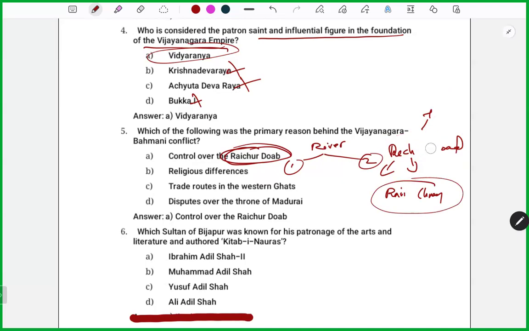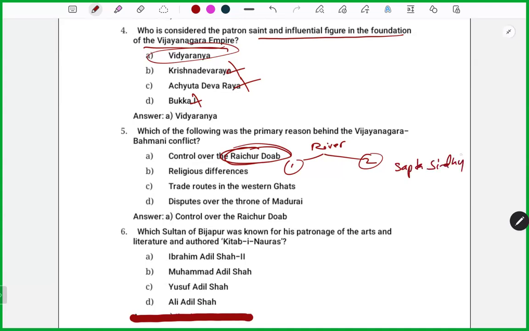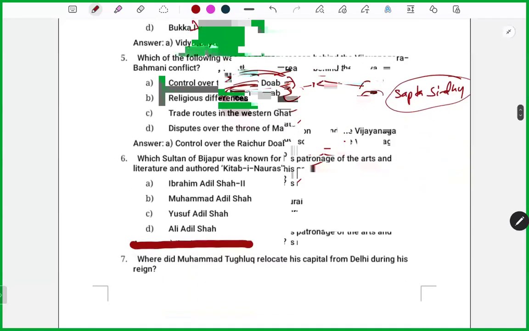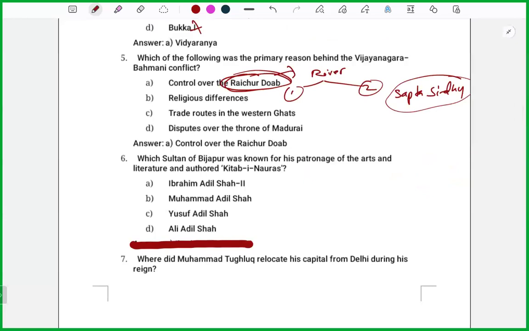Ravi, Chenab, Jhelum, all these are part of the Sapta Sindhu. We have come across the land of 7 rivers, right? Ravi and Chenab are all part of the Sapta Sindhu. So don't get confused about this one. Raichur Doab is between 2 rivers, we have already studied yesterday. So you also try to remember which are the 2 rivers, okay? It will be important as well. Then which Sultan of Bijapur was known for his patronage of arts and literature and authored Kitab-i-Nauras?